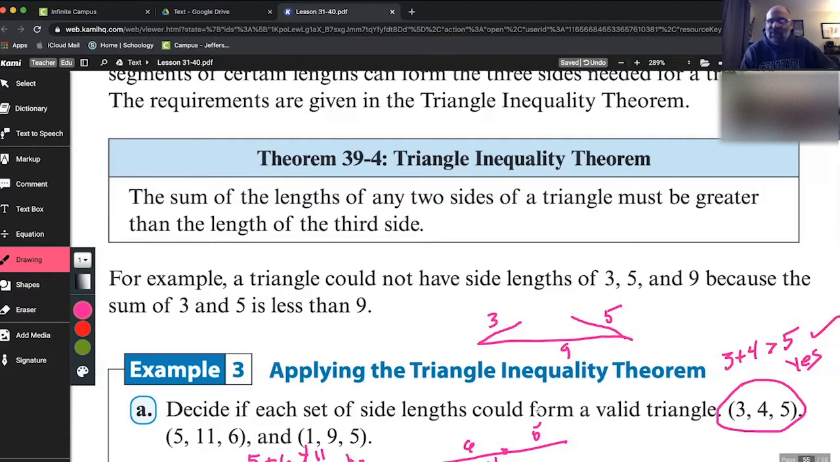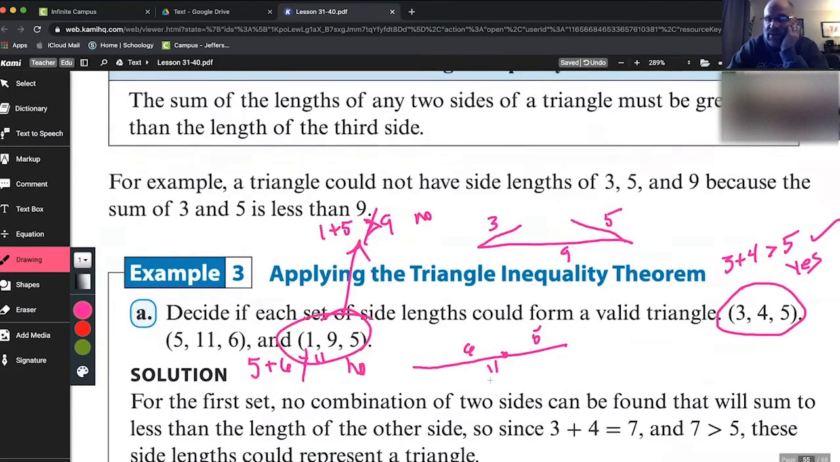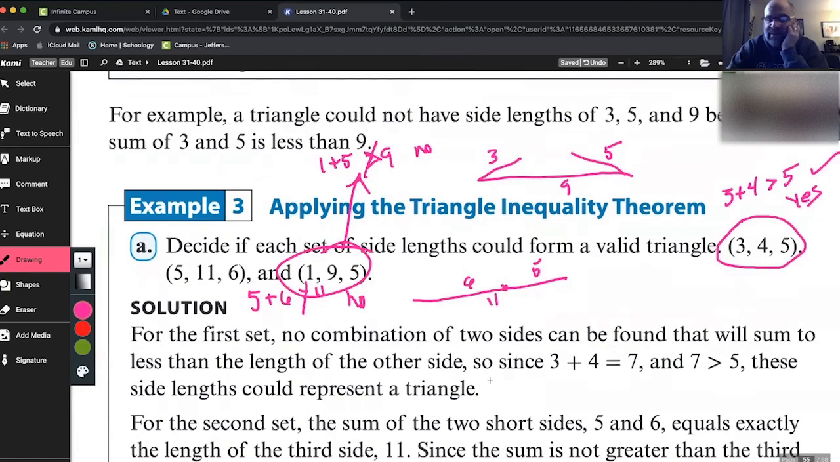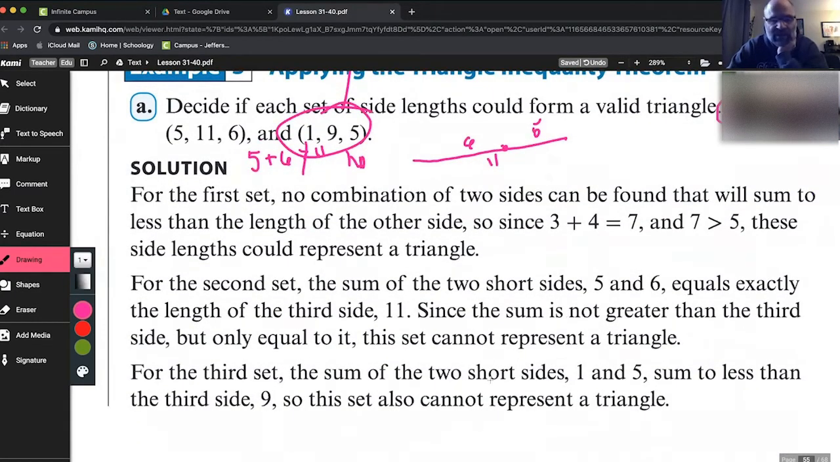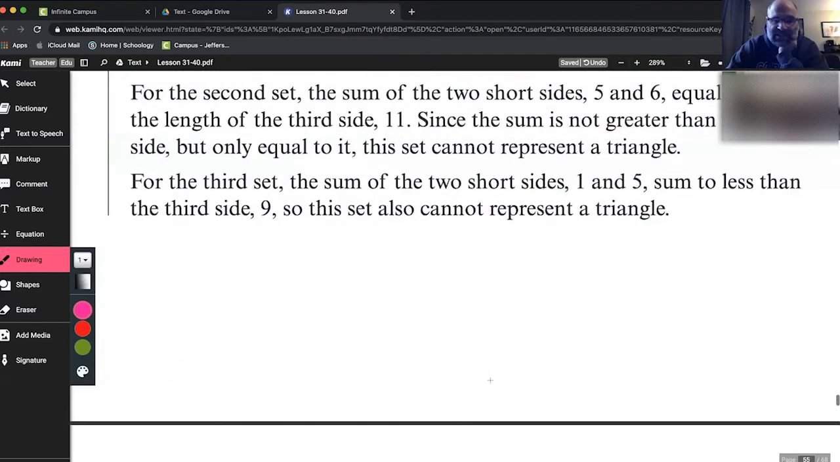What about 1, 9, and 5? Well, take the 2 smaller sides, 1 and 5, and see if they add up to greater than 9. Nope, it doesn't. So this is not a triangle either. Okay. So can you guys handle that? Can you determine whether a triangle is a triangle by looking at the 2 smaller sides, adding them up, and making sure that it's greater than the last side? Okay, good. So that's just the solution to that.